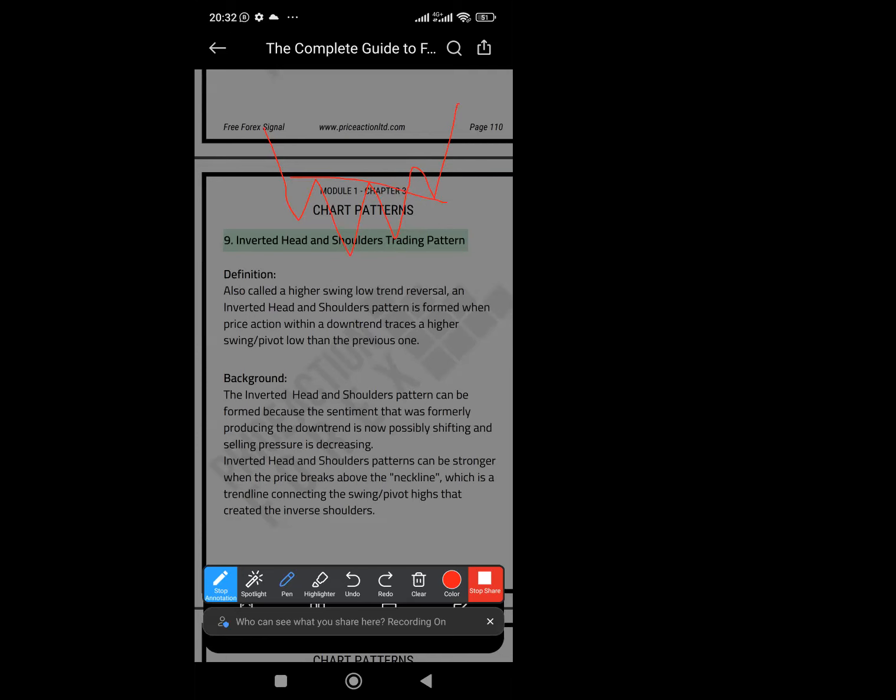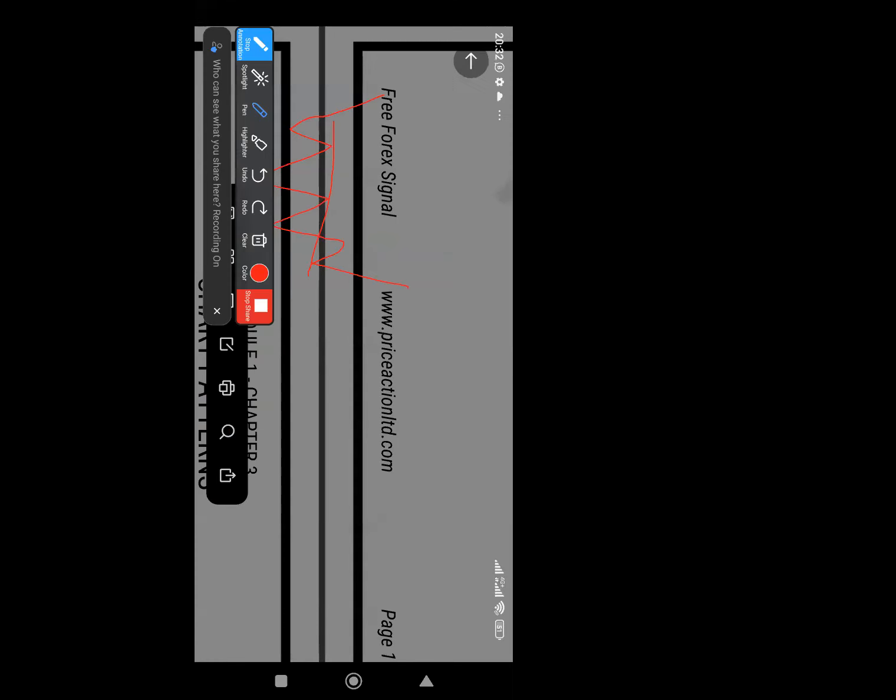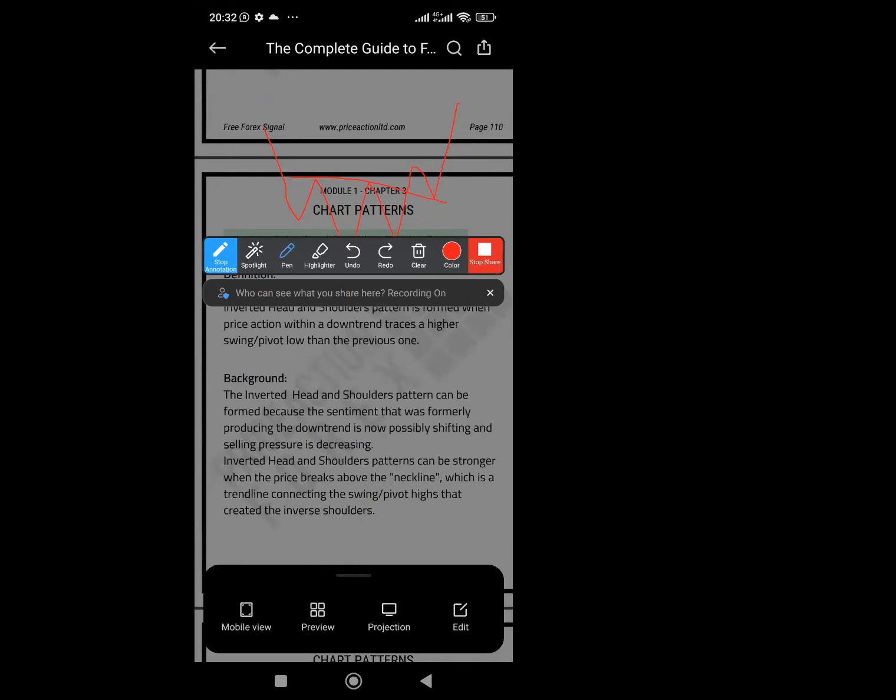But it's inverted. It's just like when I turn you upside down. If I turn you upside down and hold your legs above, your head will always be below, while your shoulders will always be above. So that's what is here. Inverted. When you turn the head and shoulder pattern upside down.